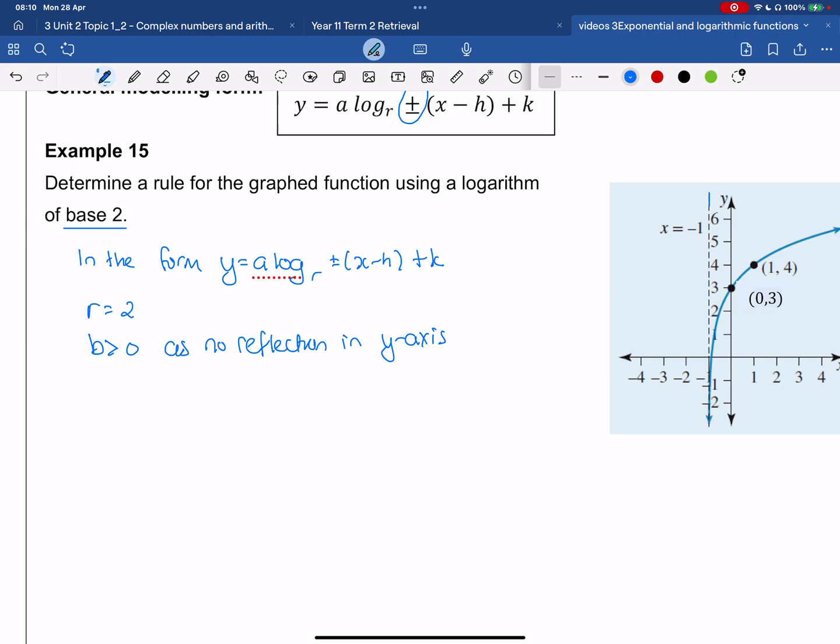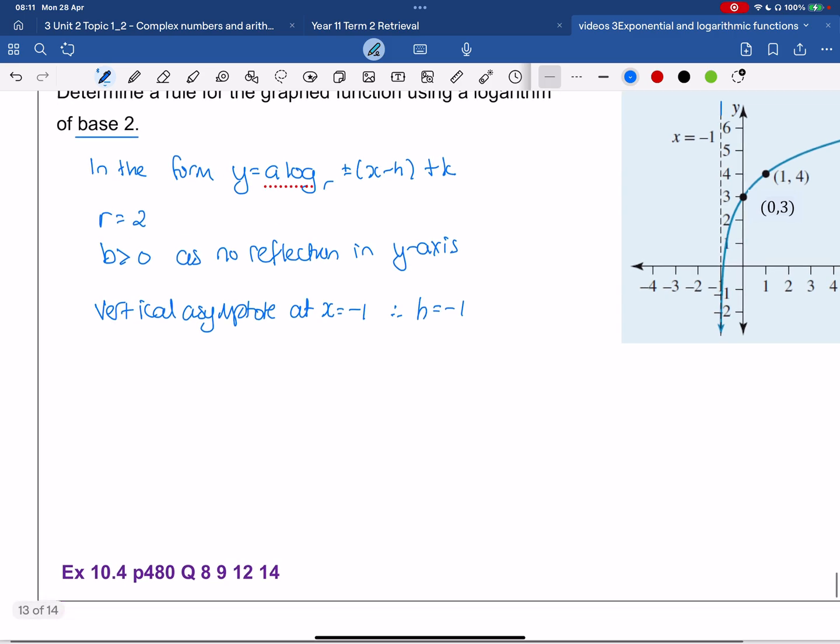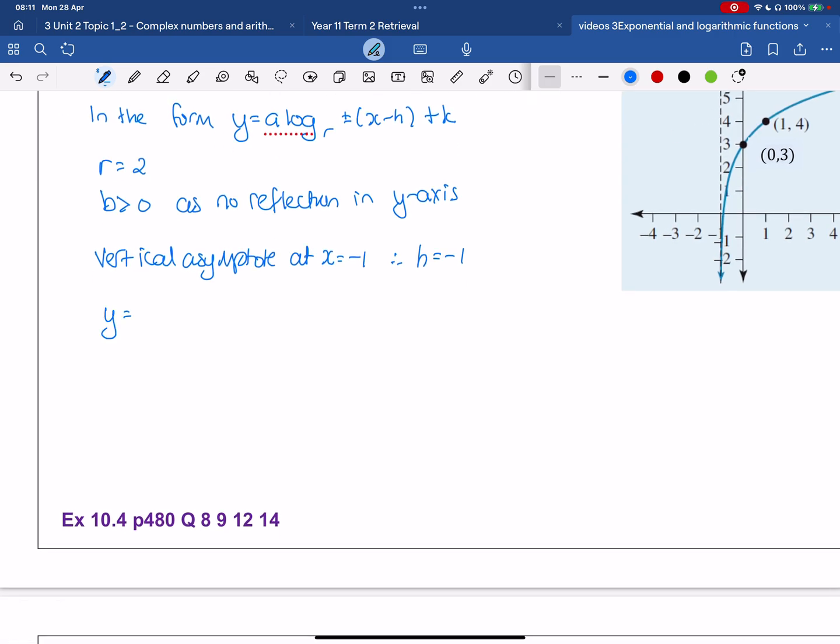Okay, I can also see that I have a vertical asymptote at x equals negative 1, sorry, negative 1. So therefore my h value is also equal to negative 1. This means that I have y is a log base 2 of positive, because b is positive, x plus 1, so x minus h, or x minus negative 1, plus k.